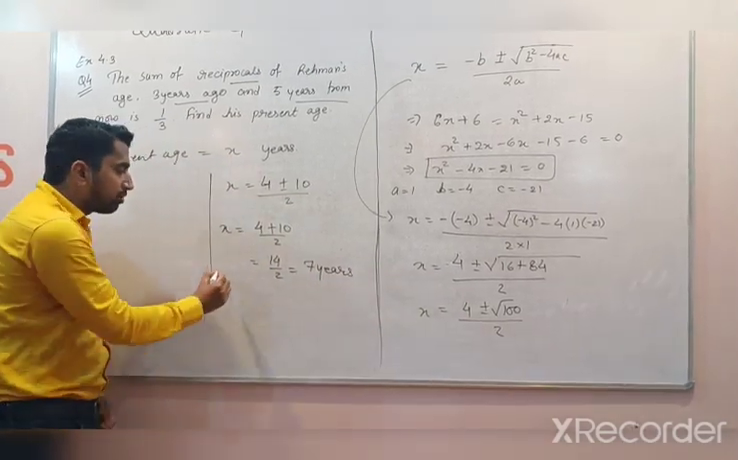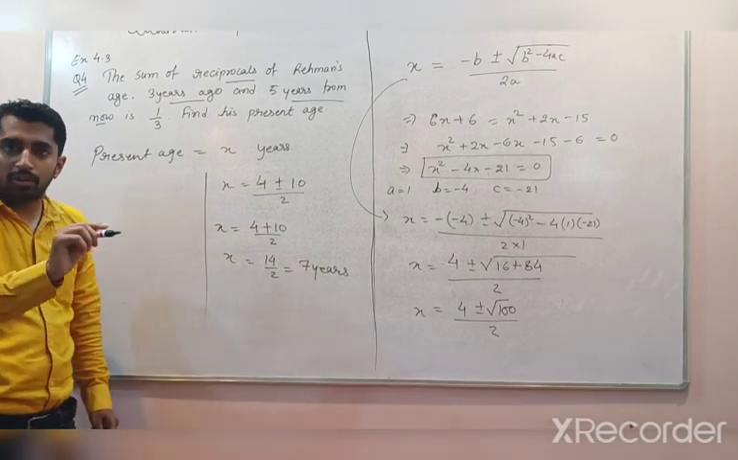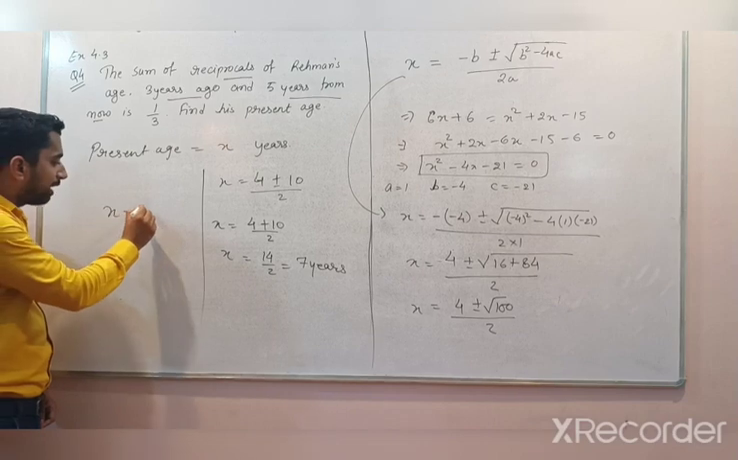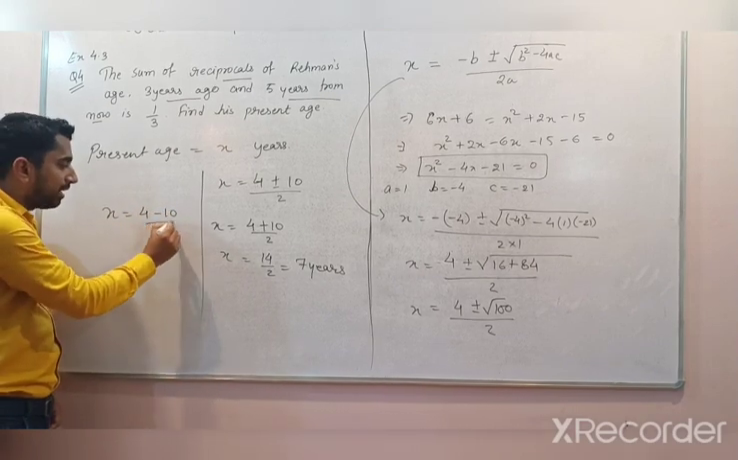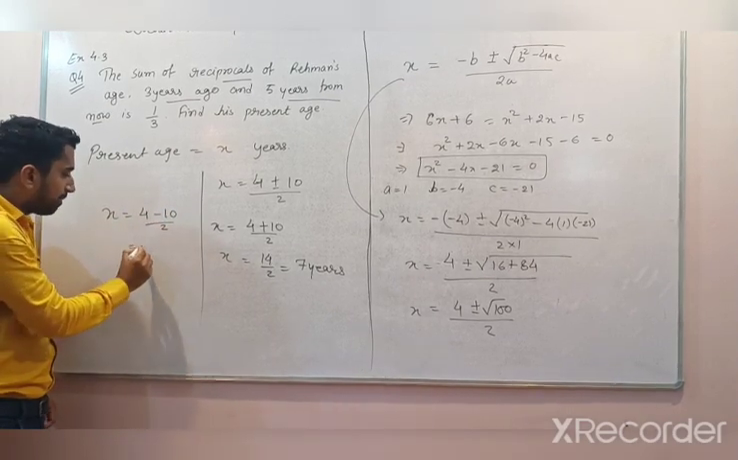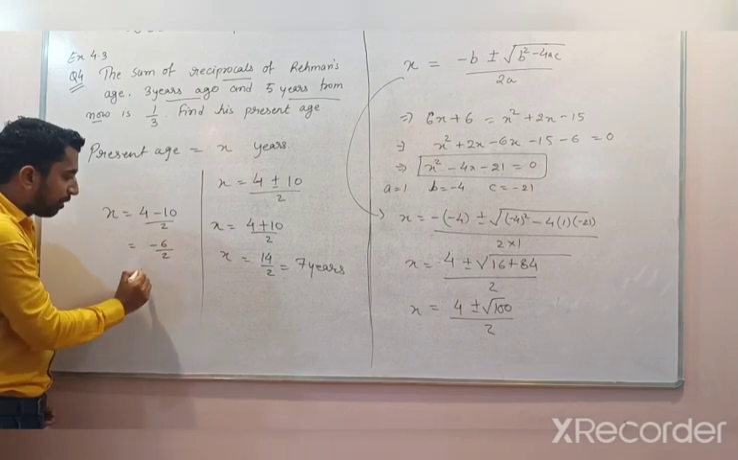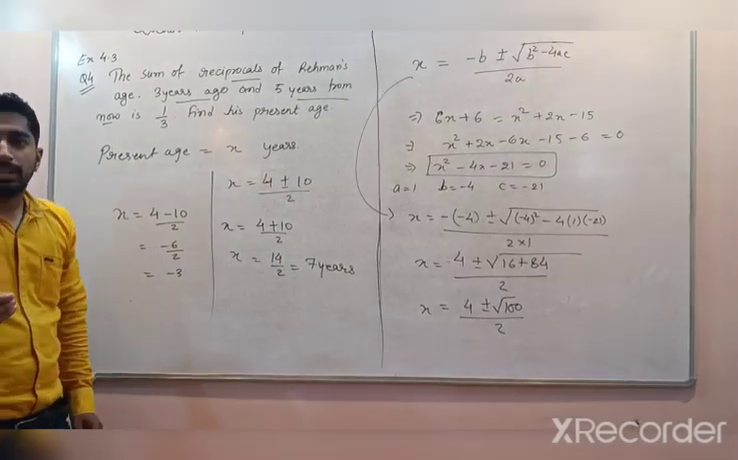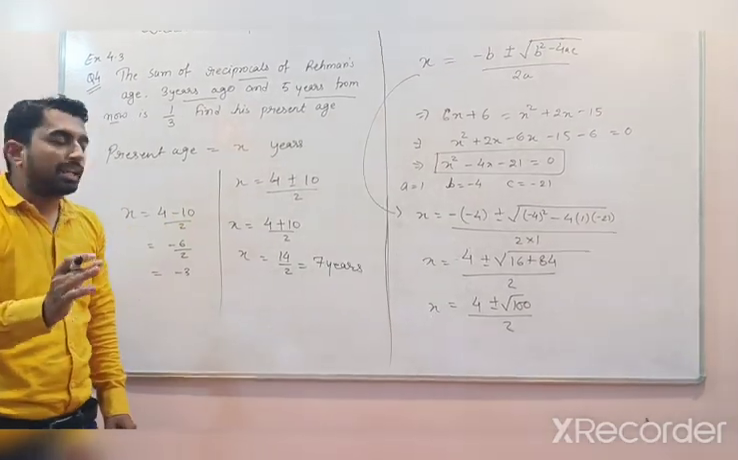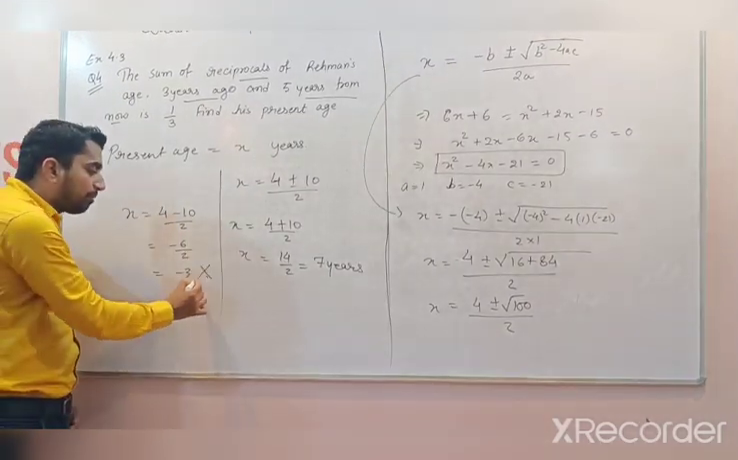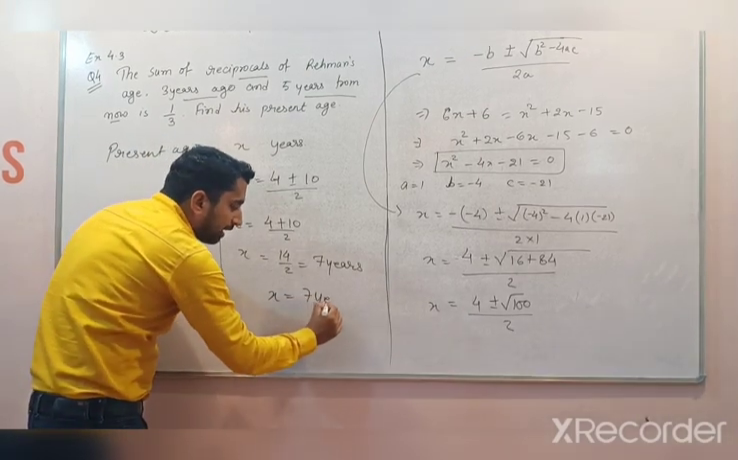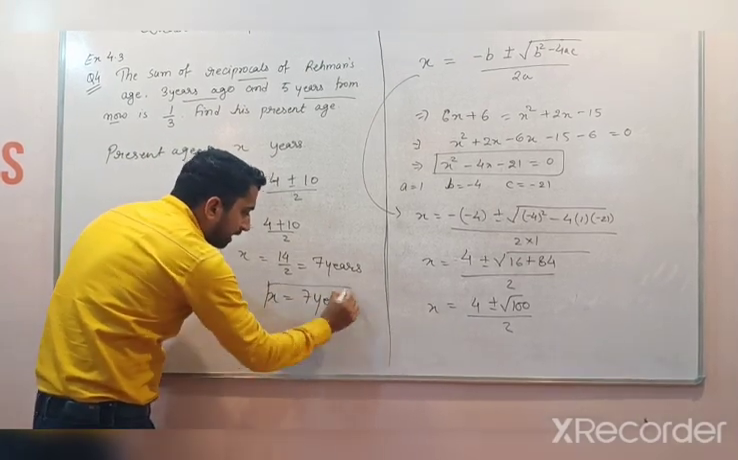This present age, the value of x, one value of x is coming 7. The other case you see, x equals to 4 minus 10 upon 2. That means minus 6 upon 2. That means minus 3. You can understand one thing very well, that age cannot be negative. So we are going to drop this value, and our final answer is x equals to 7 years.